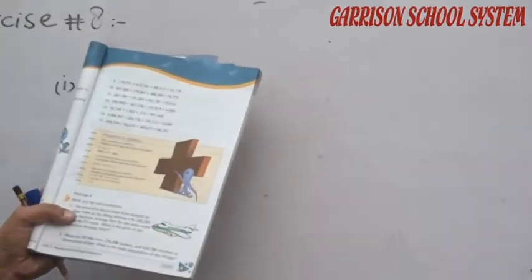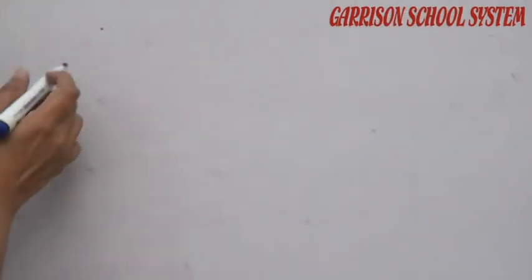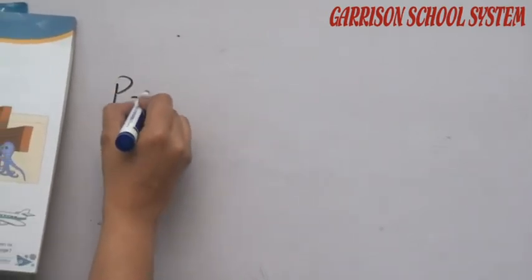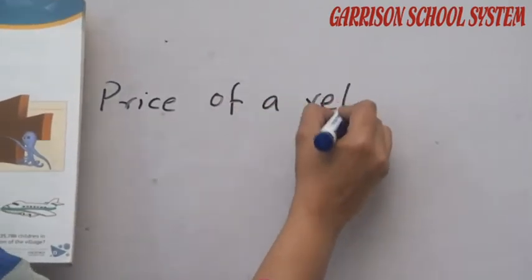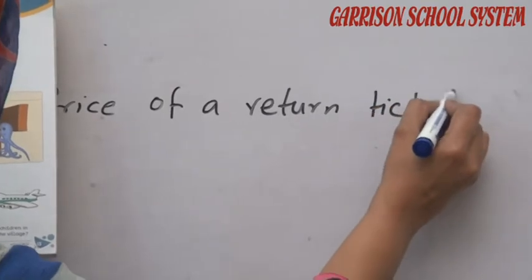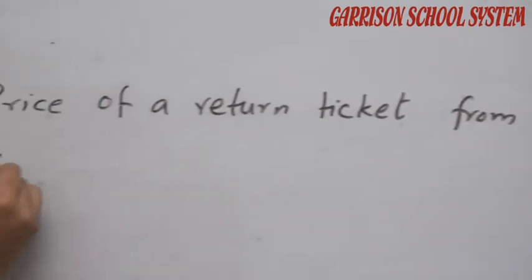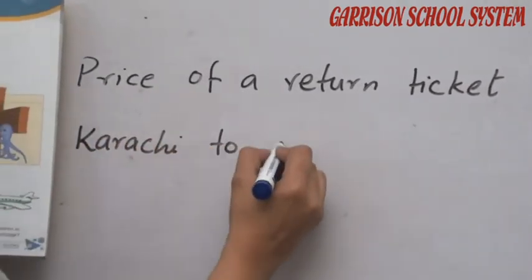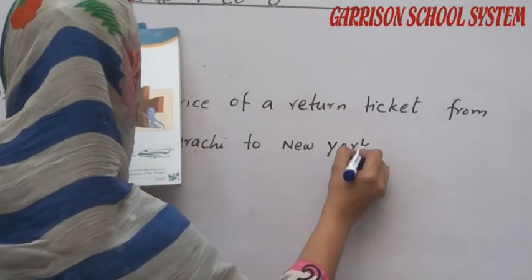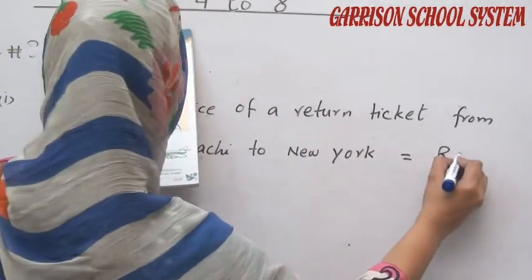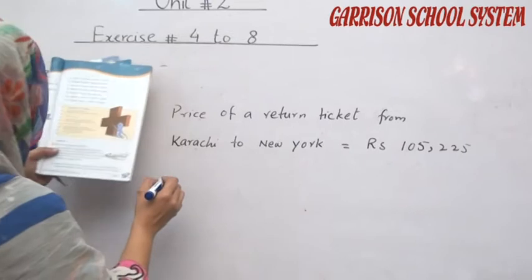The price of a return ticket from Karachi to New York is rupees. In this way you can write: price of return ticket from Karachi to New York is equal to 105,225.